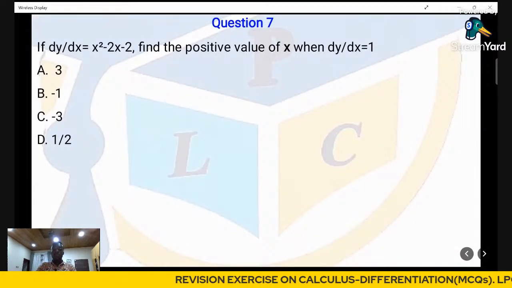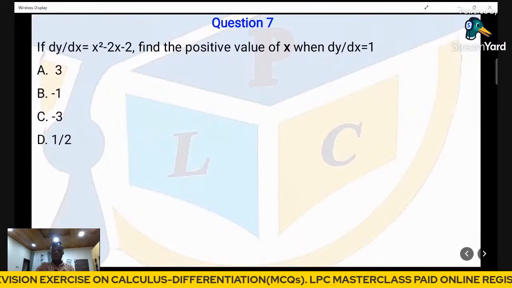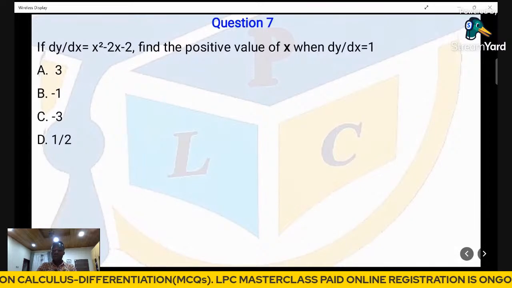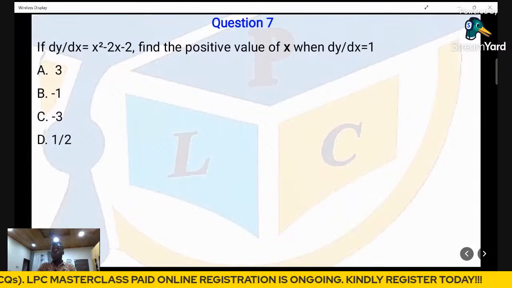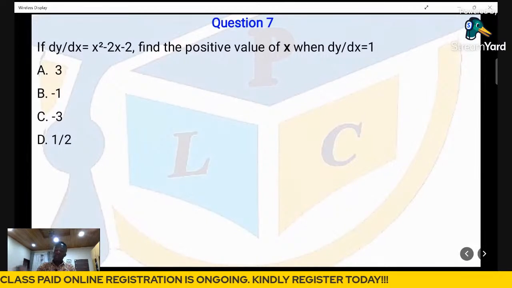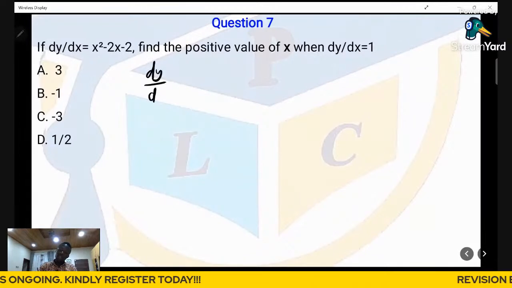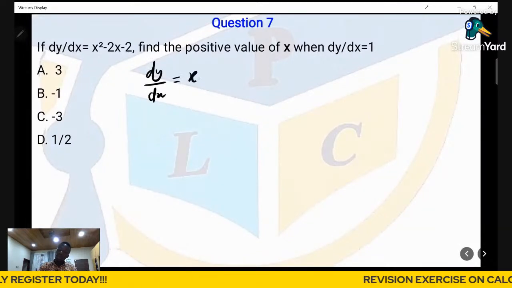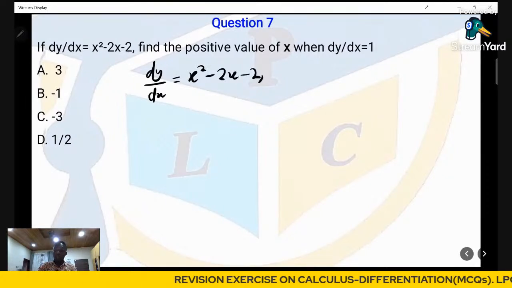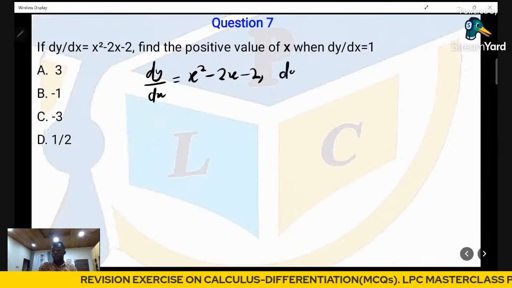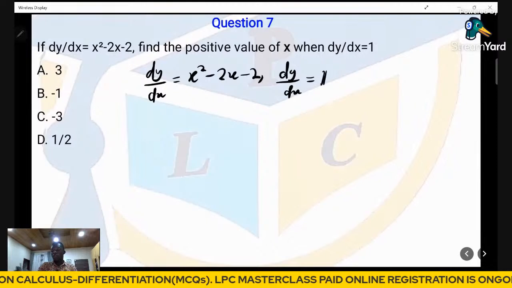Question number 7. We have dy over dx is equal to x squared minus 2x minus 2. We are asked to find the positive value of x when dy over dx is equal to 1. So we have dy over dx in terms of its function to be equal to x squared minus 2x minus 2, and we have also been given it in terms of its value, that is the turning point, or the change equal to 1.